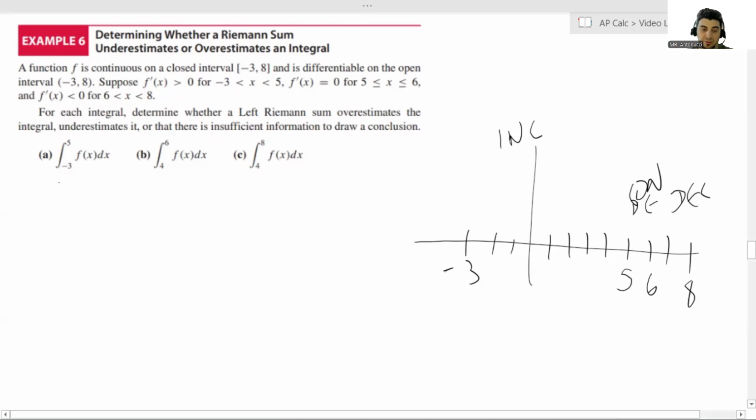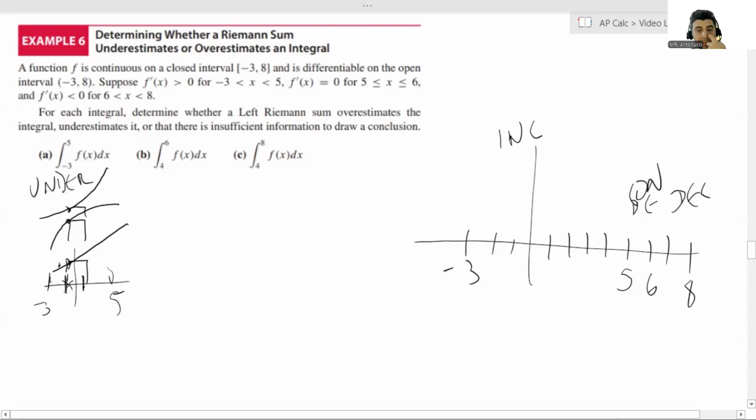So from -3 to 5, okay? If the derivative is positive, that means the function is increasing, whether it's increasing in a concave down or concave up or linear manner. If I choose a subinterval, any size, and I take the left endpoint, no matter where I pick it, the rectangle's going to go underneath the graph, so it's going to underestimate.